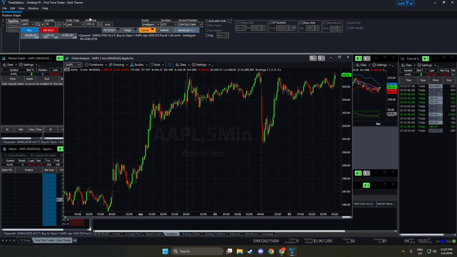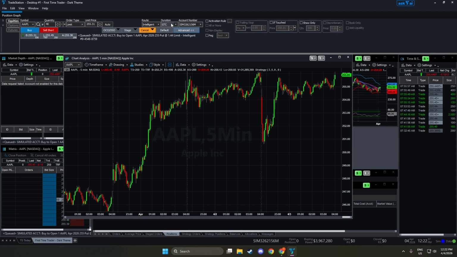Set the duration. Day means the order will work only for the current trading session and then expire if it doesn't fill. GTC, or good till cancelled, keeps the order active beyond today until it fills or you cancel it, subject to your broker's policy on how long GTC orders remain open. Day is useful for short-term opportunities. GTC is helpful if you're waiting patiently for a specific price.